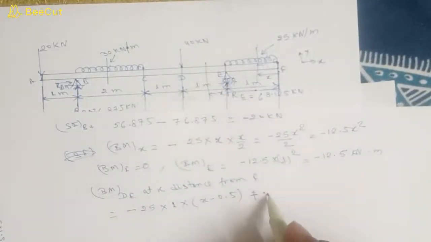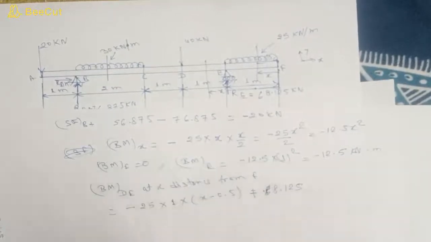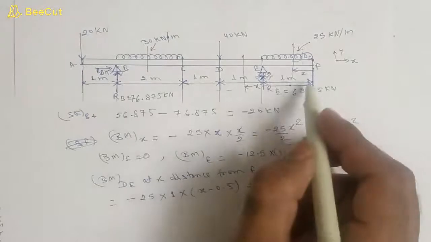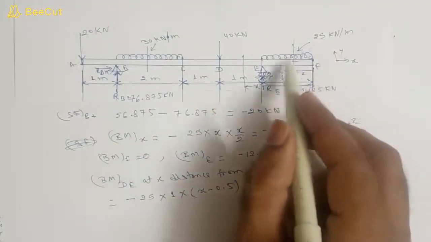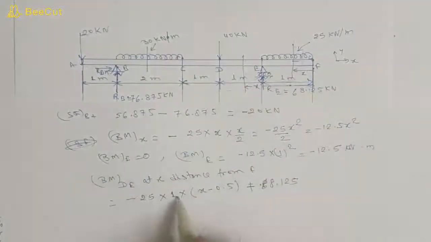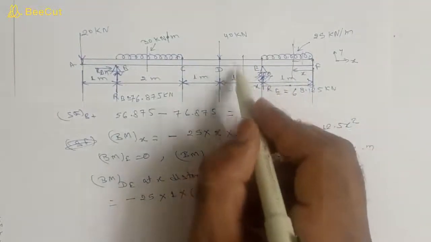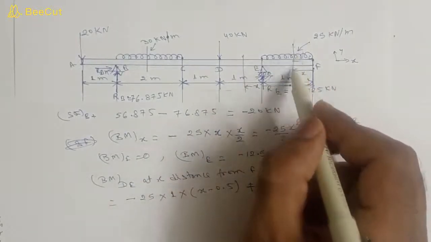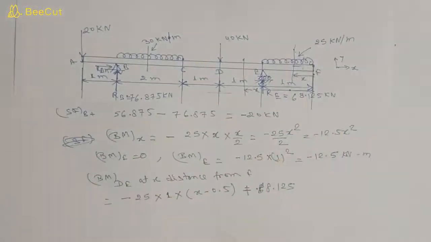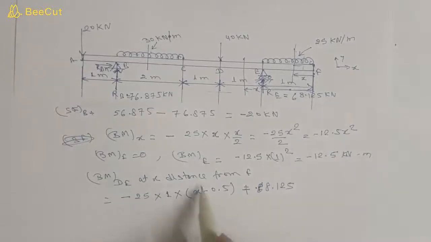So plus RE, which is 68.125. So the bending moment at x distance from here at this section DE will be minus 25 into total length of this load 1 into x minus the distance of this centroid, which is at 0.5 meter from here. So you can see that it is an equation of a line. It is x to the power 1, y proportional to x to the power 1. So it is an equation of an inclined line.